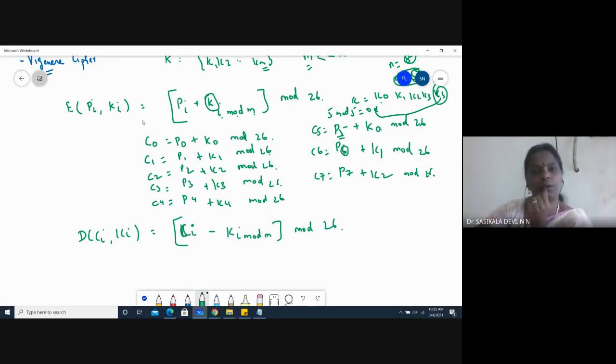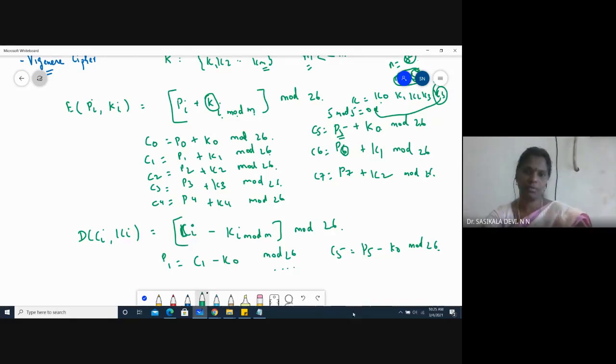So P1 is equal to C1 minus K0 mod 26. P5 is C5 minus K0 mod 26. So this is for the decryption operation. Or simply I can write it like this.